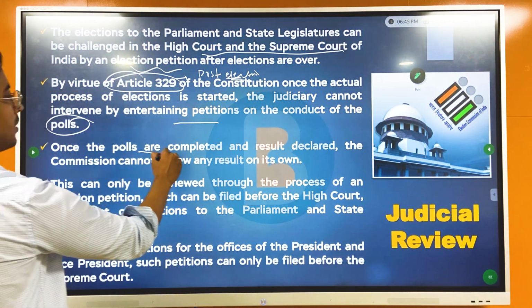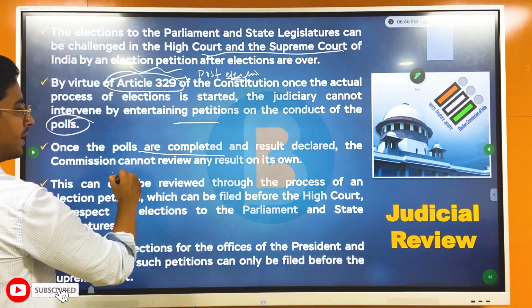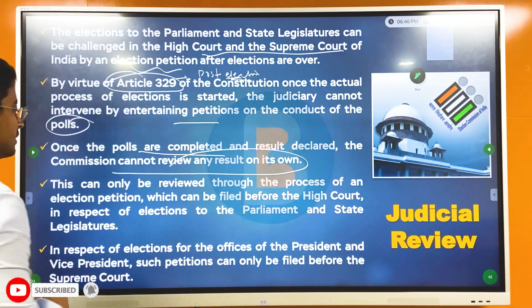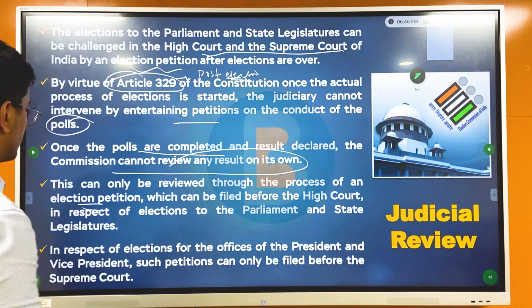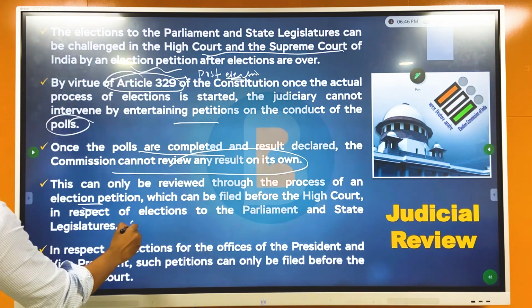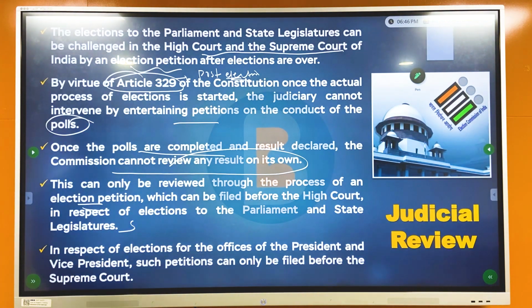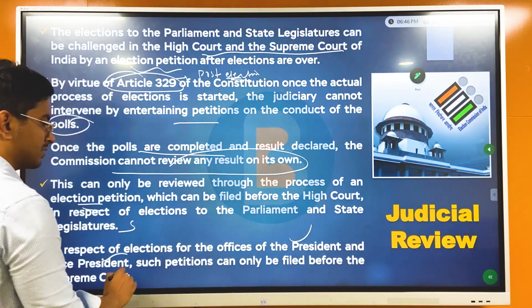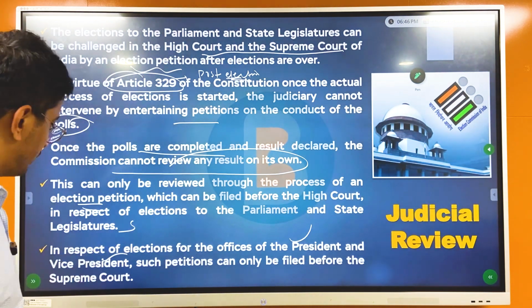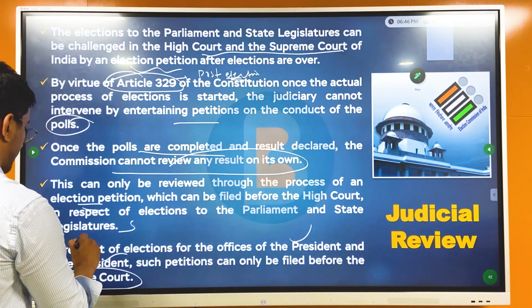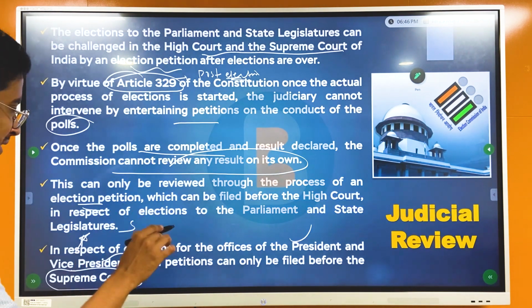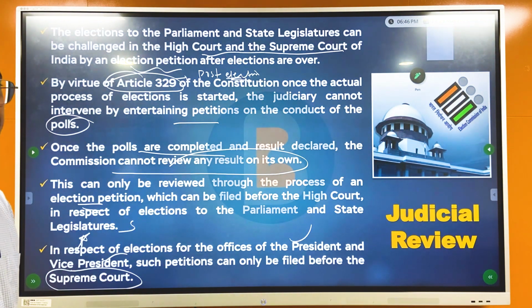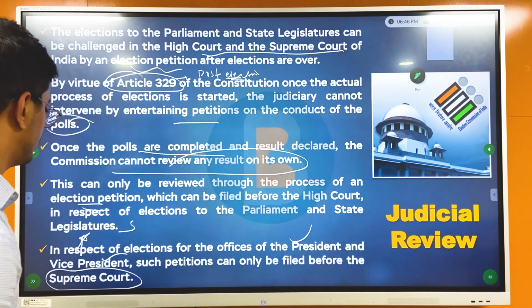And once the polls are completed and the results declared, the commission cannot review any results on its own. This can be reviewed through the process of election petition, which is filed before High Court or Supreme Court. In respect of elections of office of President and Vice President, such petition can only be filed in Supreme Court. This is again important. For others, it can be filed in High Court or Supreme Court. But with respect to President and Vice President, the election petition can be filed only in Supreme Court. So this is important.